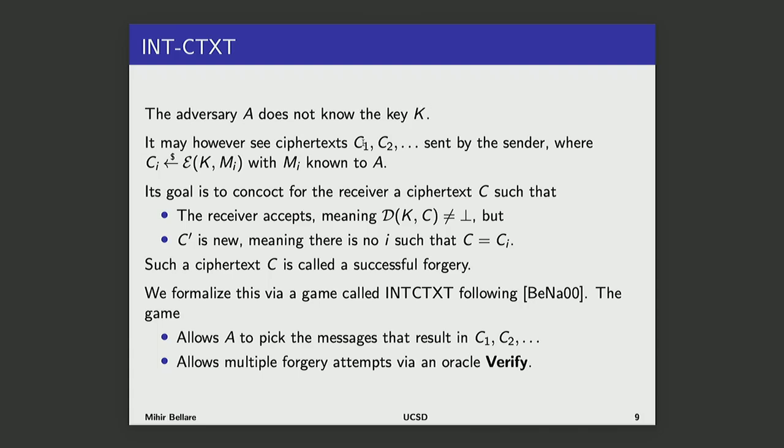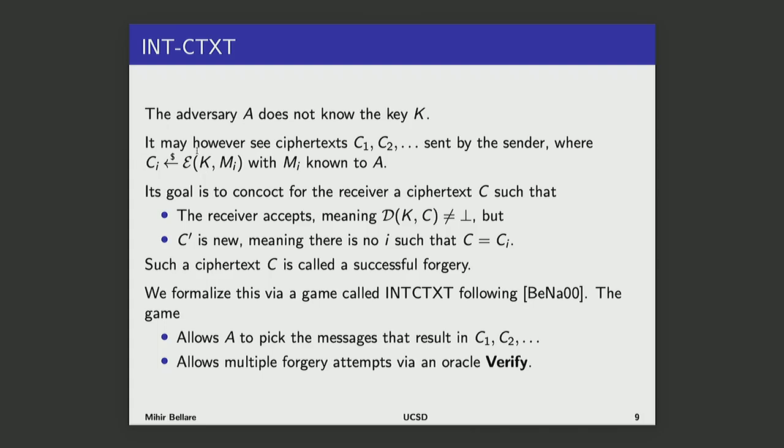However, it can see ciphertexts which have been created under that hidden key, because that's a natural capability. You're sitting on the interface between the two parties, so you can see what Alice sends. Those ciphertexts have been created with the known encryption algorithm, but under this hidden key. And messages, we will assume, are actually known to the adversary. Why do we assume that? Just because it makes the security notion stronger.